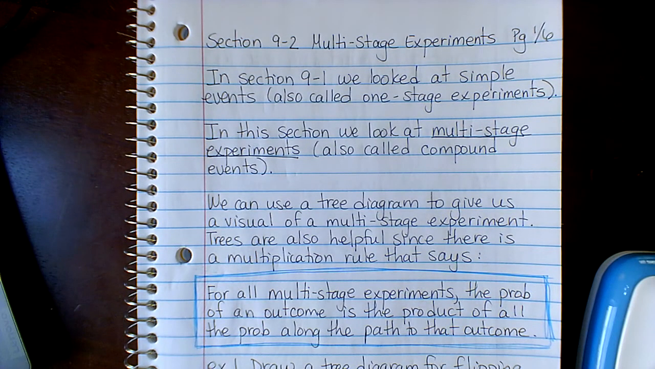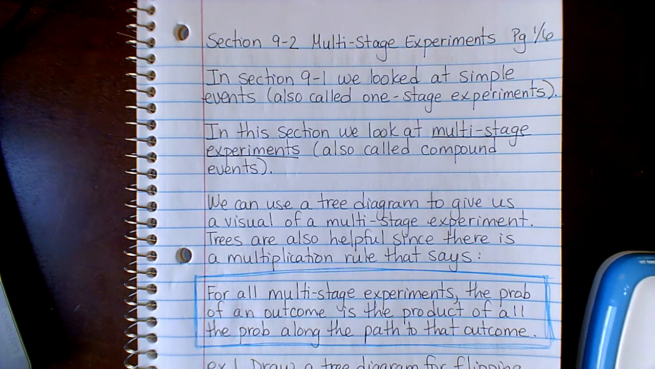Section 9.2, this is on multi-stage experiments. So in 9.1, we looked at simple events or one-stage experiments. Now we're going to look at multi-stage experiments, where we do something and then we do something else and then we do something else. So, kind of like the name suggests, multi-stage experiments.